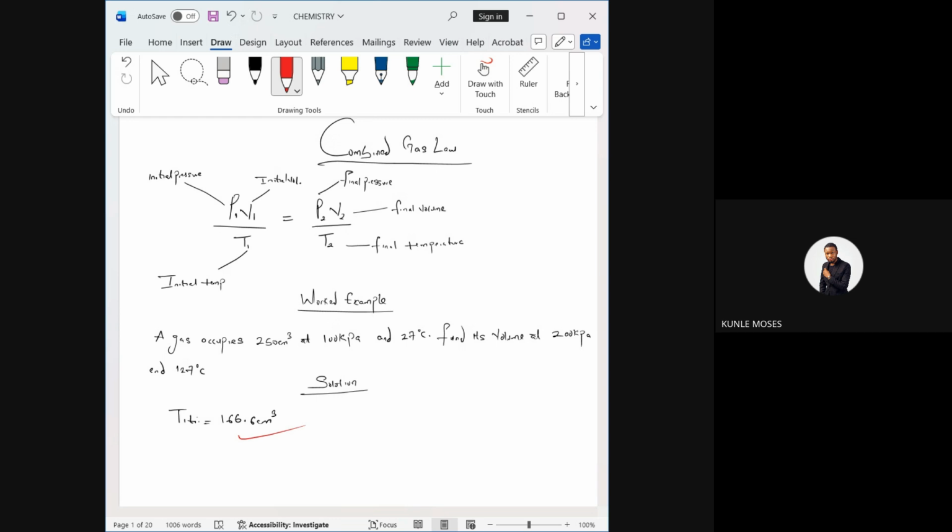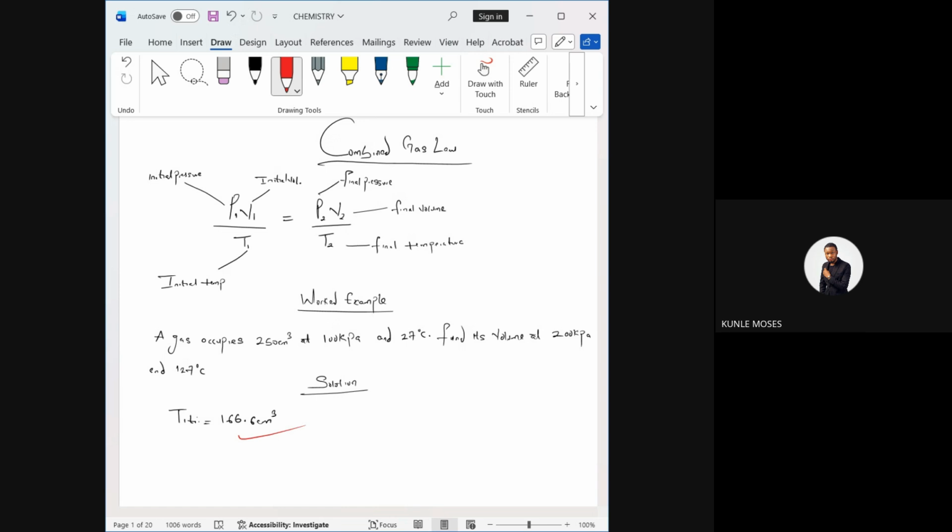Okay. We got 125. No, it's not 125, it's 166. Did you convert the temperature to Kelvin? Convert the temperature to Kelvin and you will get 166.67, which to one decimal place is 166.7.